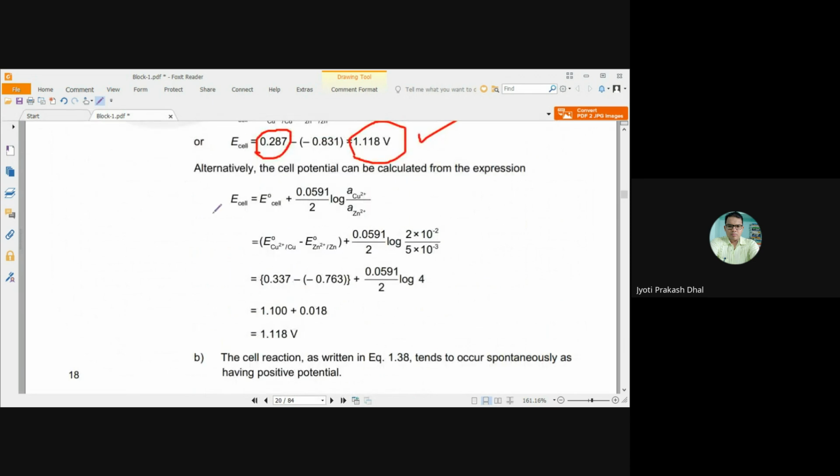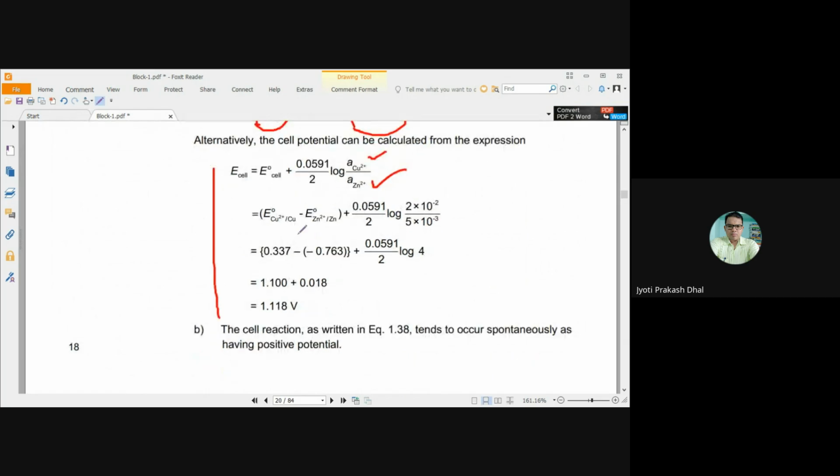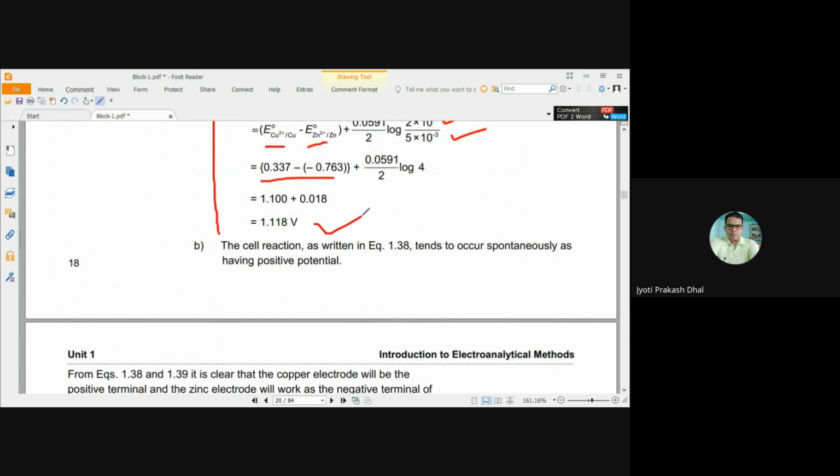And in an alternative manner, we can directly apply the Nernst equation: E cell equals E naught cell plus 0.0591 by 2 log of the concentration of the product divided by the concentration of the reactant. So here E naught cell can be written as E naught copper half cell minus E naught zinc half cell. These values are given in the question, and by putting in the concentration values, the same result will be obtained.